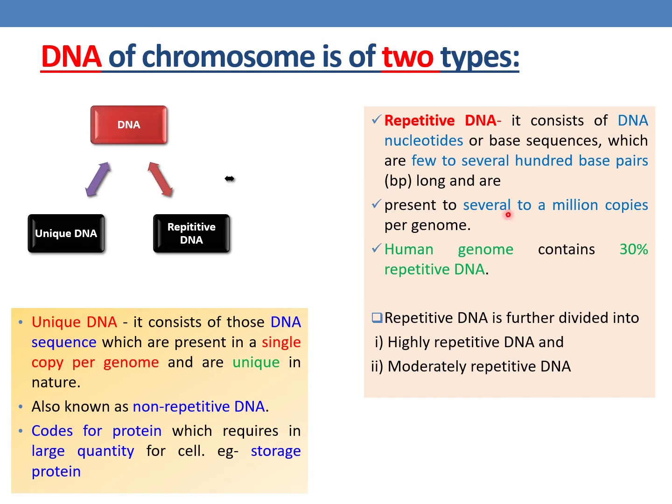whereas the repetitive DNA, as the name suggests, gets repeated several times. So these DNA nucleotides will be present in several to million copies per genome. And in the human genome, there is about 30% repetitive DNA. The repetitive DNA can further be classified into two more types. One is highly repetitive and the other is moderately repetitive DNA.